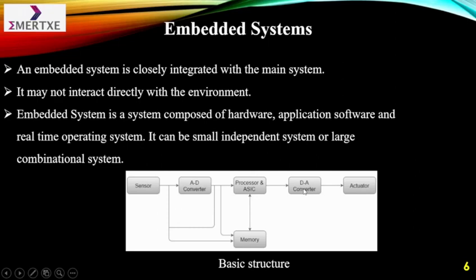DA converter. It converts the digital data fed by the processor to analog data. Actuator. It compares the output given by the digital to analog converter to the actual output and stores the approved output.